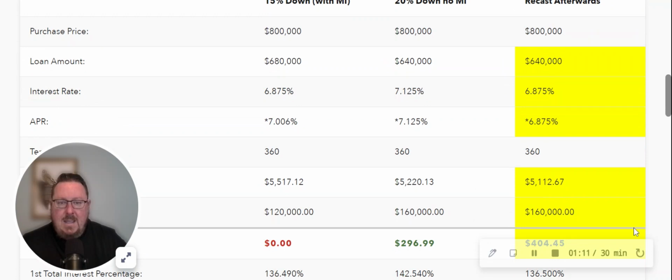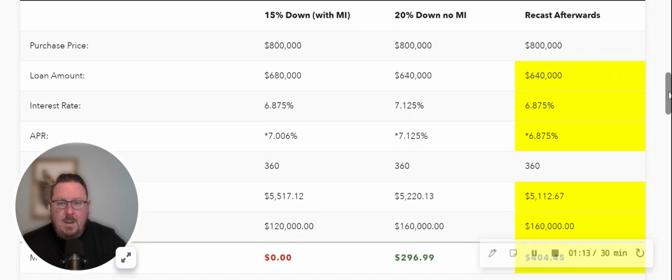And what I want you to take a look at is the main screen, and in particular the first two columns here, the 15% down with mortgage insurance. So I did a case study on this. This is a recent scenario that just happened. You can see that there's a purchase price of $800,000, and in this case, putting 15% down gives us a loan amount of $680,000. Now, what's interesting is that oftentimes with mortgage insurance, the interest rate is actually going to be lower than it is with 20% down. I don't know why that is. It's just some little quirk in terms of pricing.